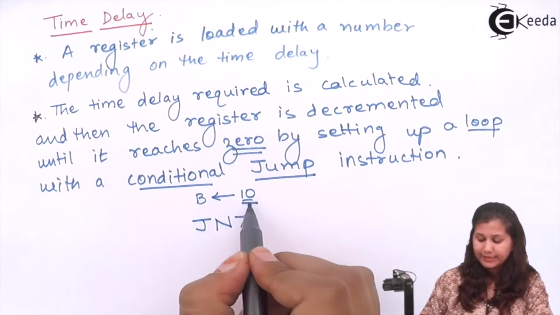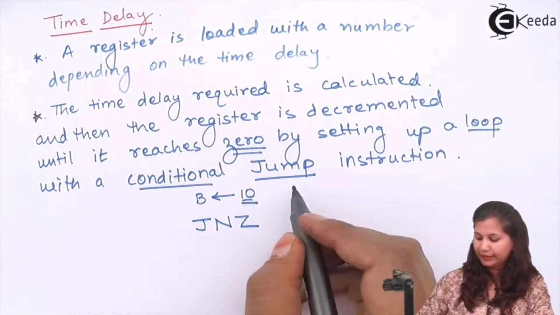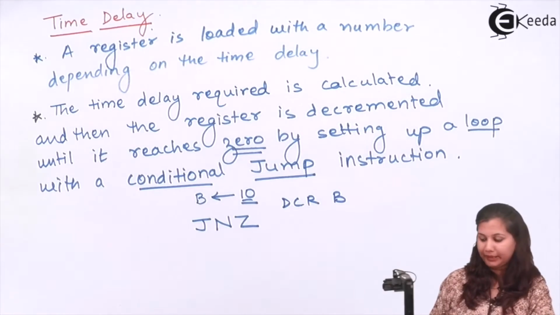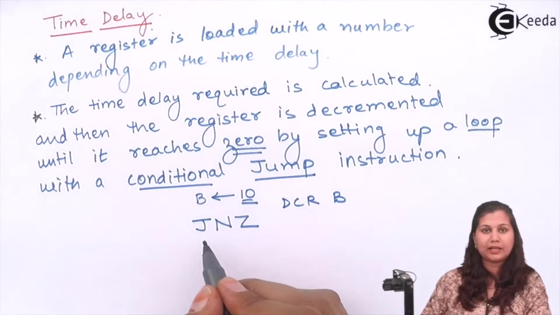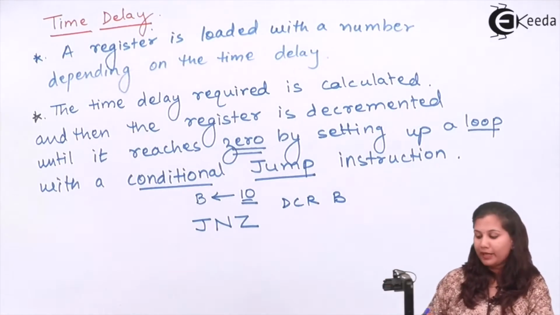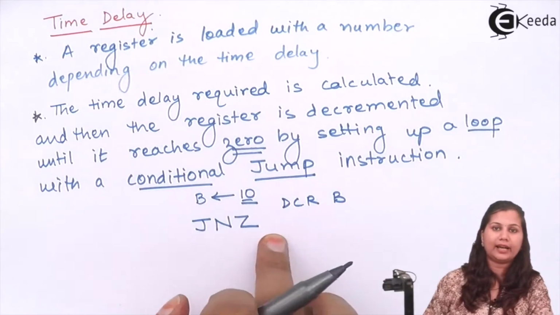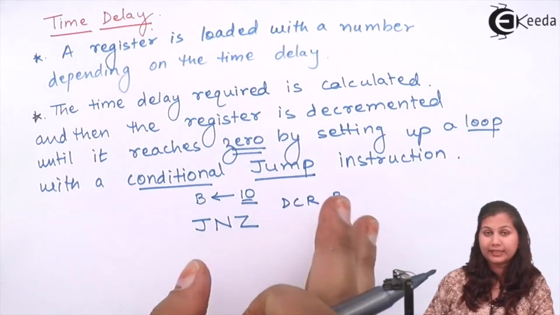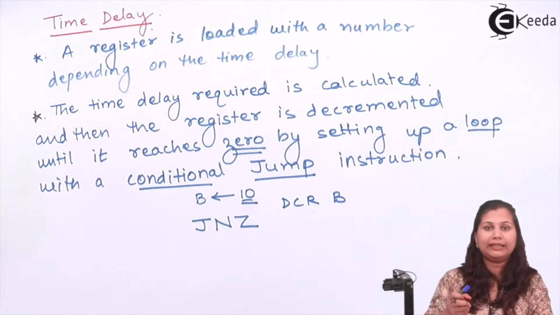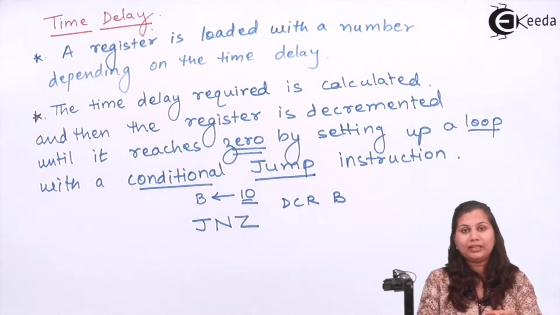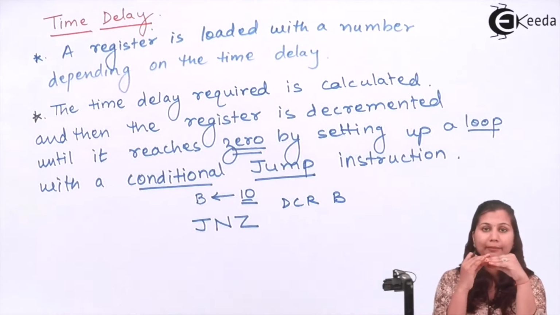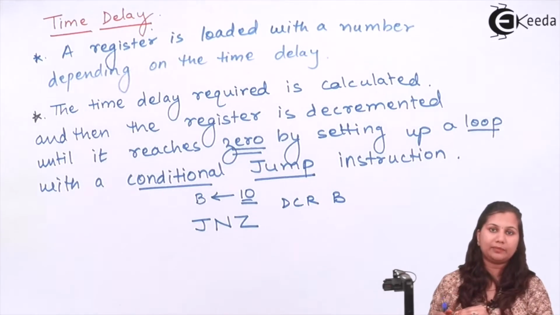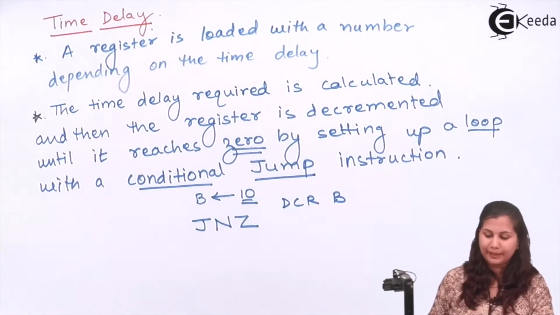So this 10 will be decremented in the loop like DCR B. The B register will be decremented, and when this register has become 0, the loop will be stopped. If it is not 0, then again the B register will be decremented. In this way we are providing a time delay in the program. This time delay will create a gap between the instructions, and then we can see how the counter is being processed in the main program.